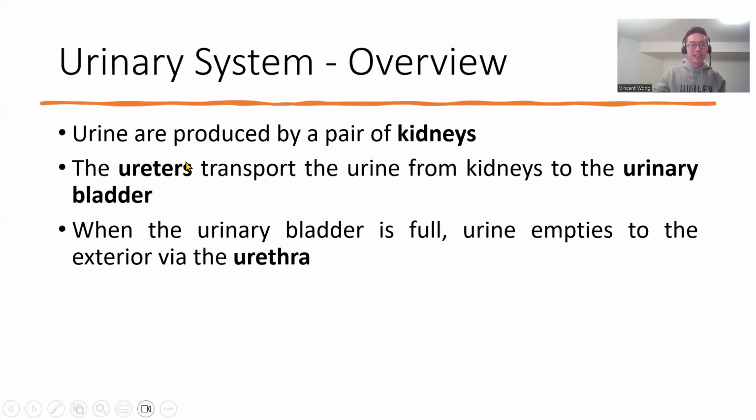Yes, thank you. So urine is produced by a pair of kidneys. We know that already. You can live with one kidney. That's possible. The ureter transports the urine from the kidneys to the urinary bladder. When the urinary bladder is full, urine empties to the outside through the urethra. Basically what I told you.